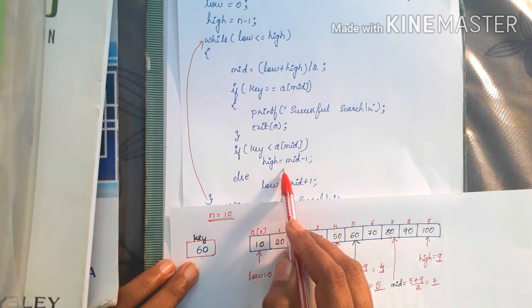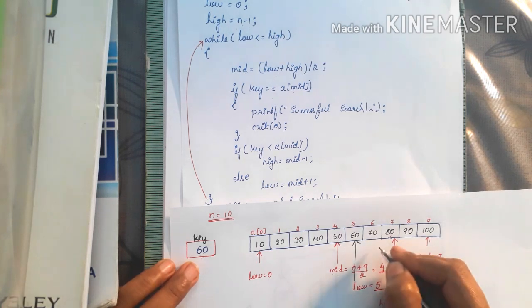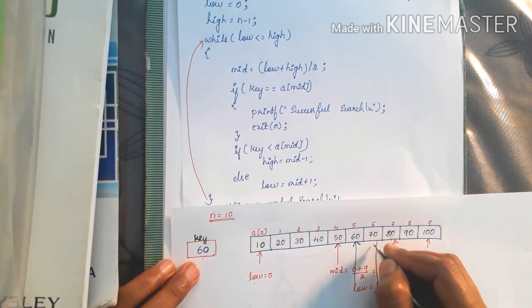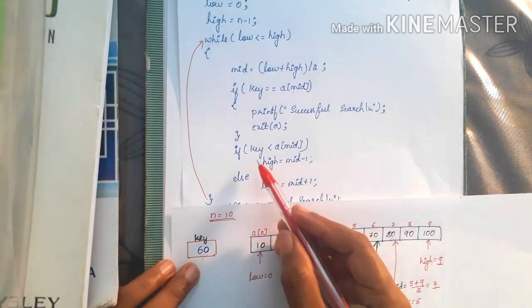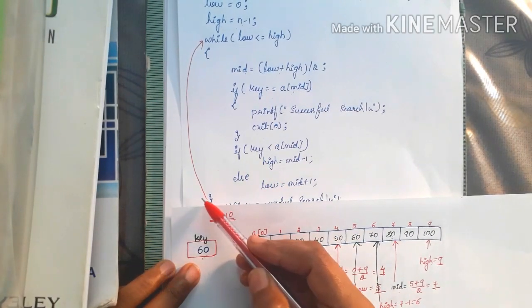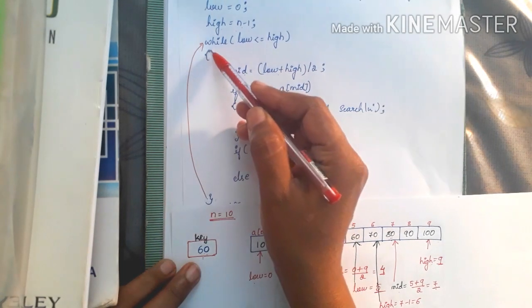Then high is equal to mid minus 1. High value is equal to mid minus 1. Mid value is 7. 7 minus 1 is 6. Now the high value is changed to 6. Then control moves out of this if else. Next, end of while. End of while means control returns back to while.